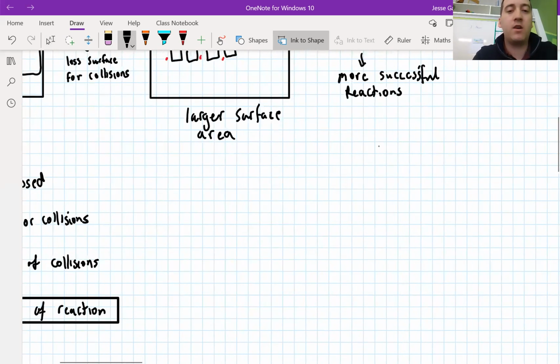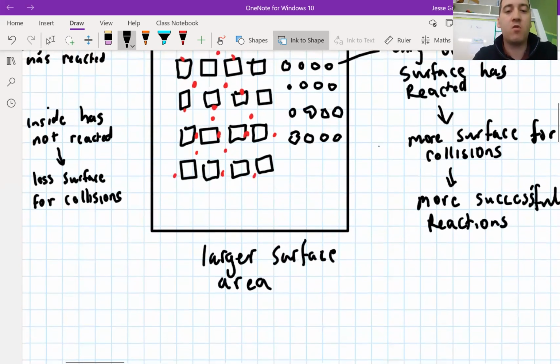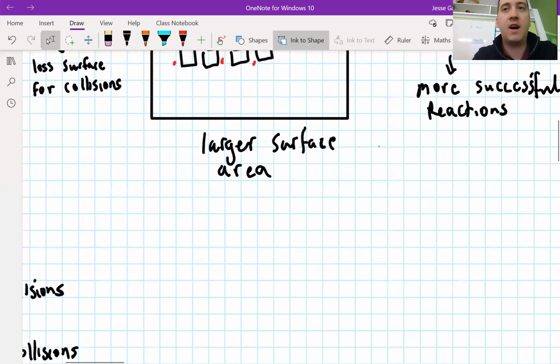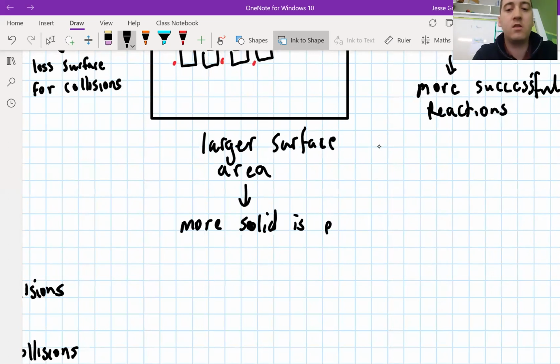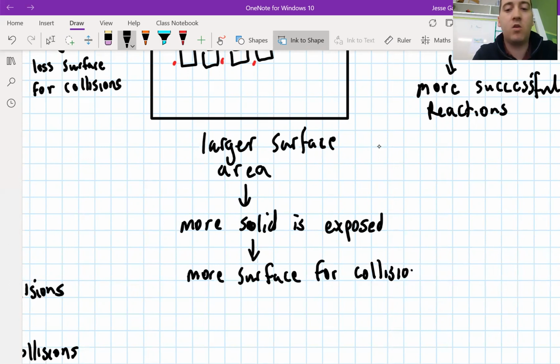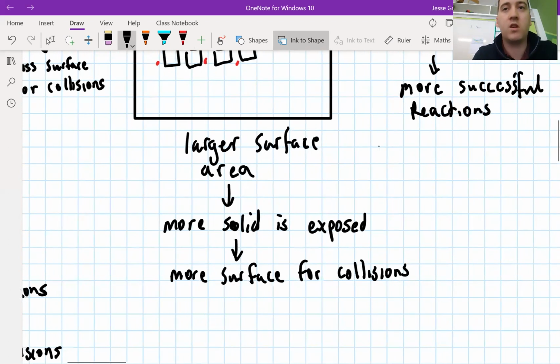All right, what about the little lumps, broken up, crushed up pieces? Well, they have a larger surface area. So what does this mean? This means that there is more surface exposed, or more of the solid is exposed. More of the solid is exposed, and this gives more surface for collisions. More surface for collisions, smaller pieces, more surface.